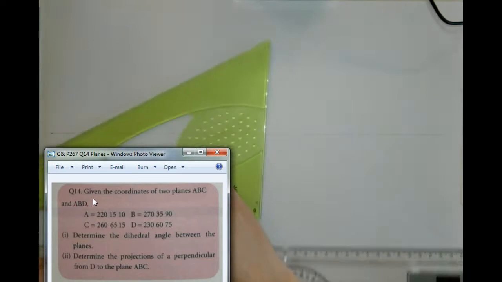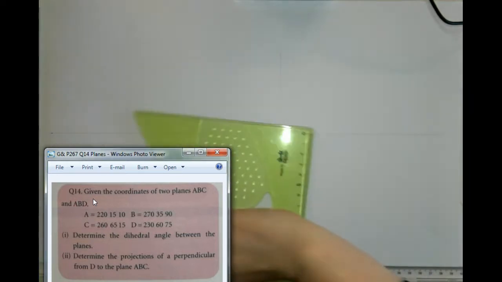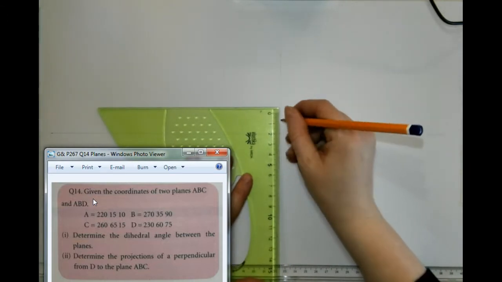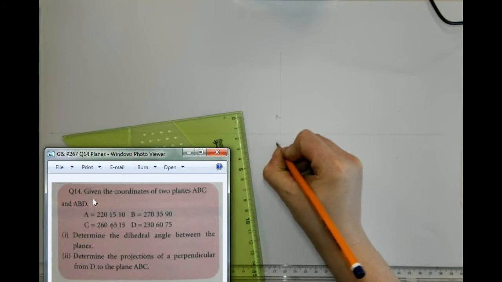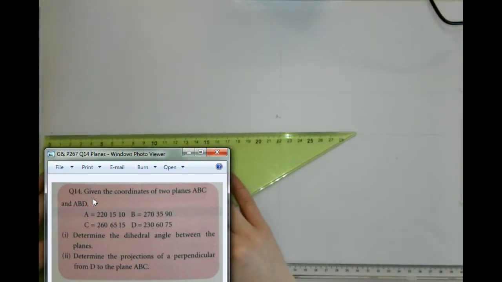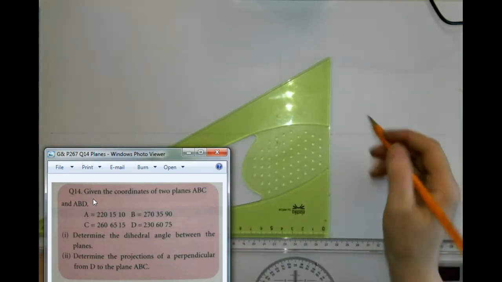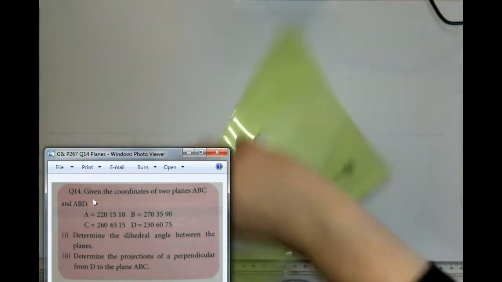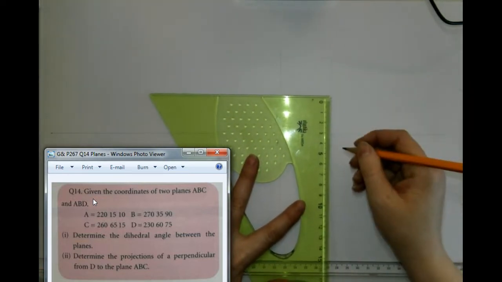And from that point, I'm going to draw a vertical line. And I'm going to measure up 15 and measure down 10. And that's point A. Very important that you index this question. You have to index this question. B, then we have 270. And we have 35 up and 90 down.